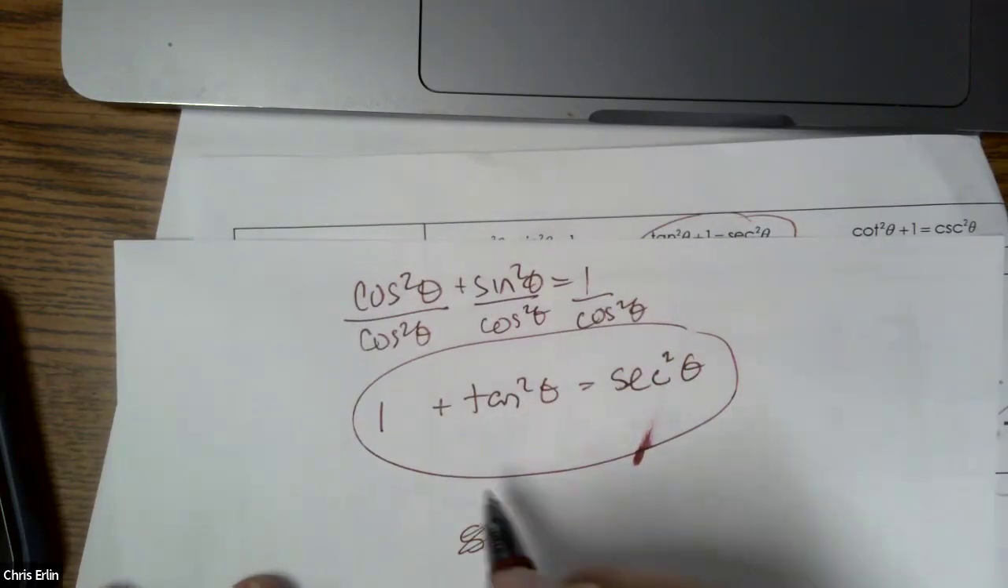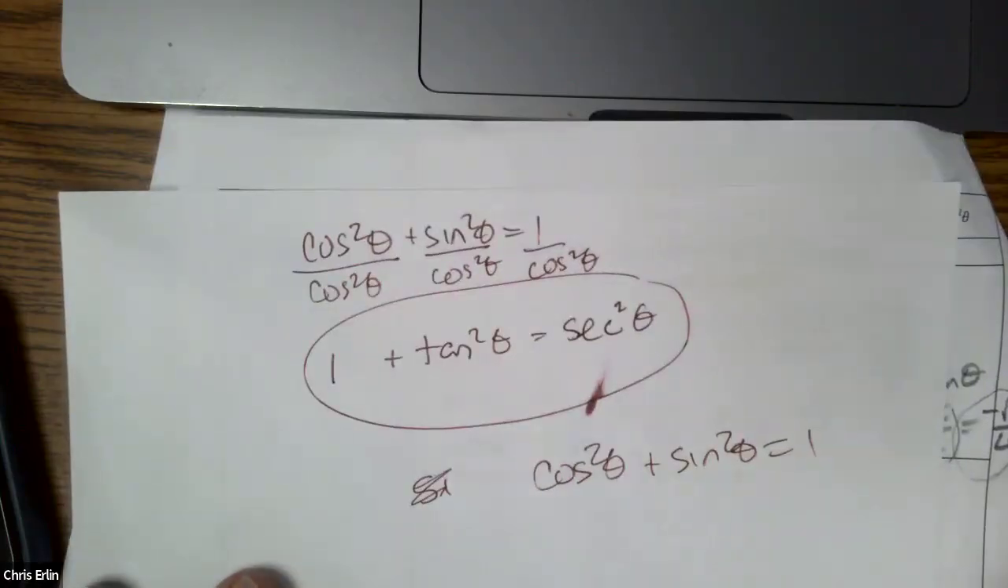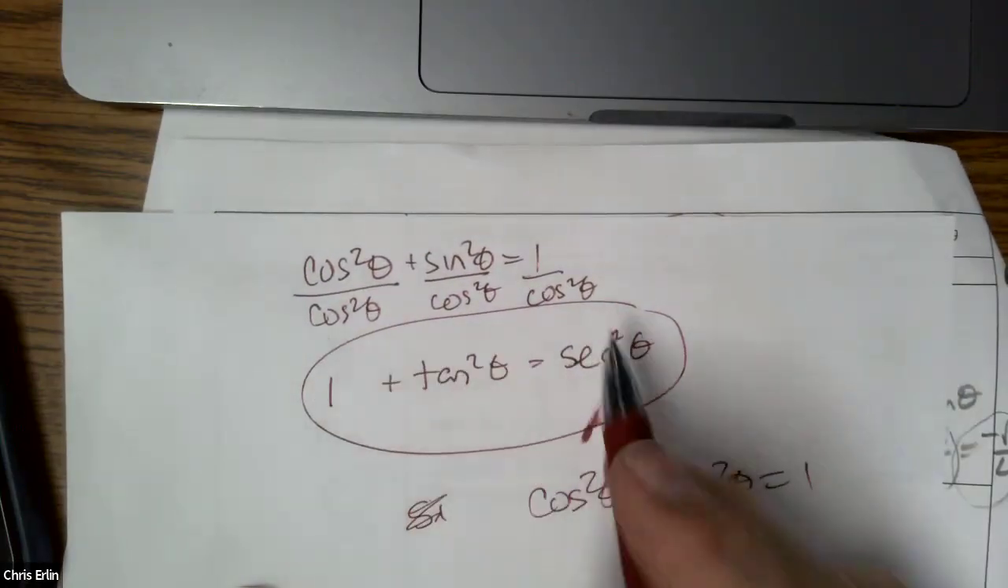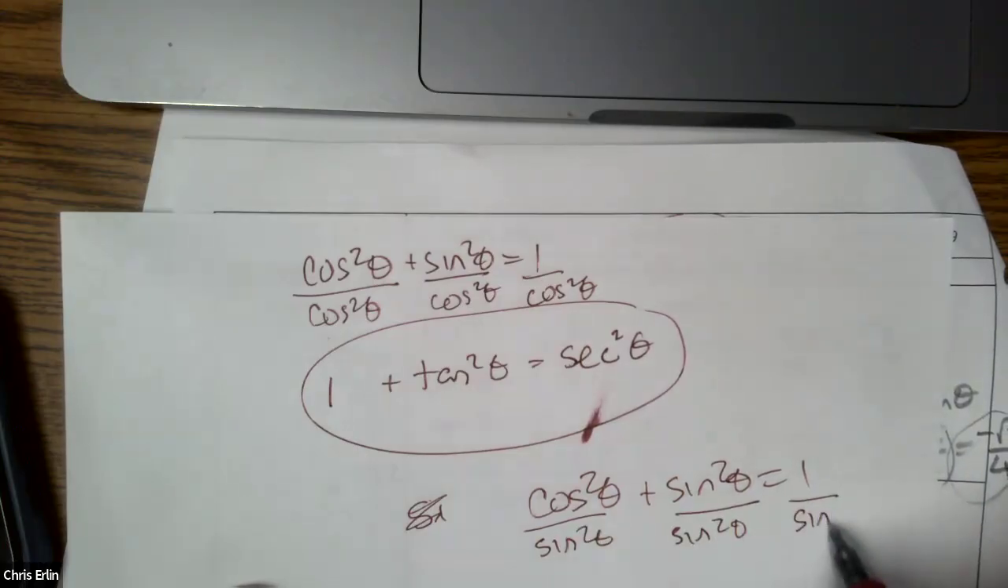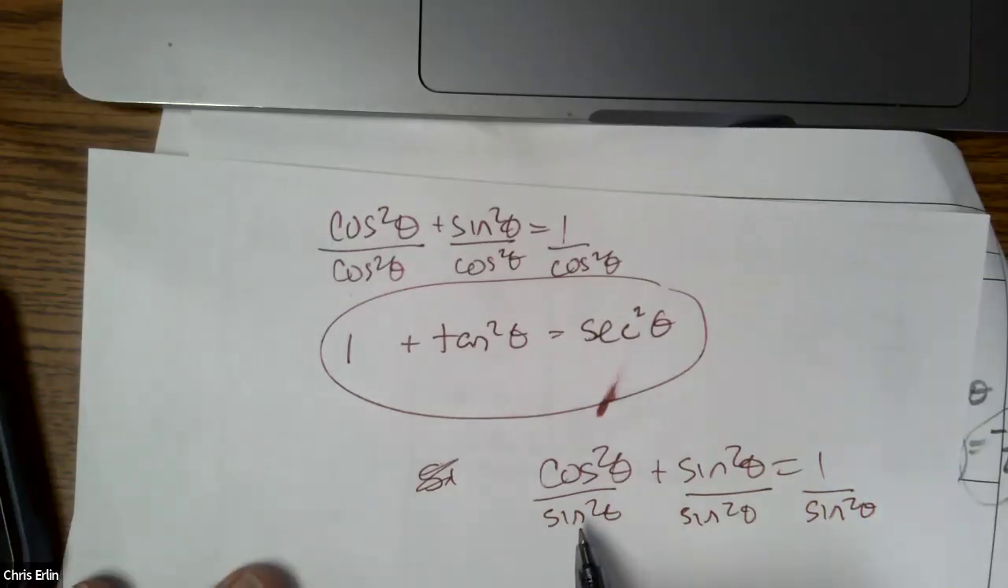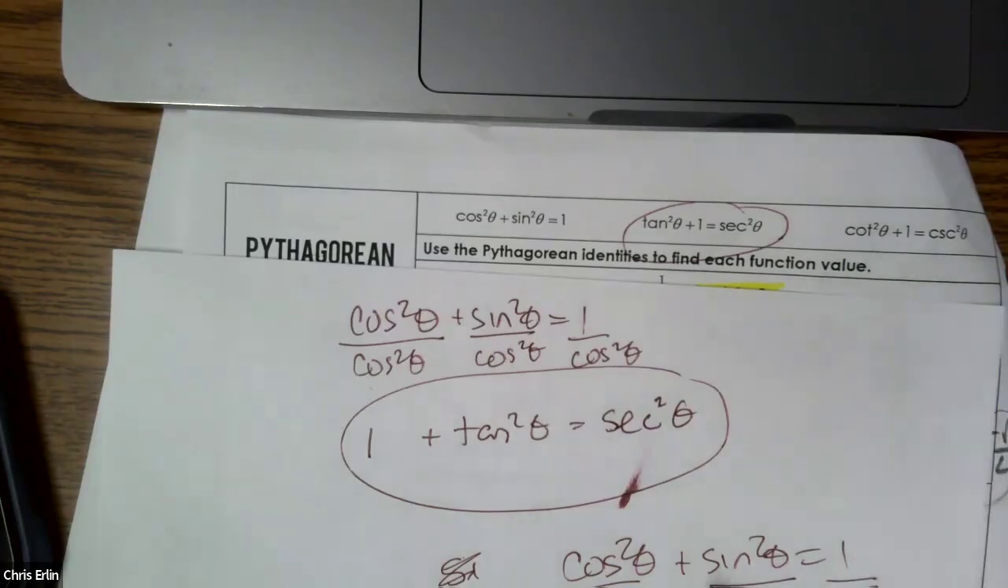If we started with cosine squared theta plus sine squared theta equals 1, and instead of dividing by cosine squared, we divide by sine squared. What's cosine squared over sine squared? Look at page 1. Cotangent squared. What's sine squared over sine squared? 1. What's 1 over sine squared? Look at your reciprocals. Cosecant squared theta. And this is the other one of our Pythagorean identities.